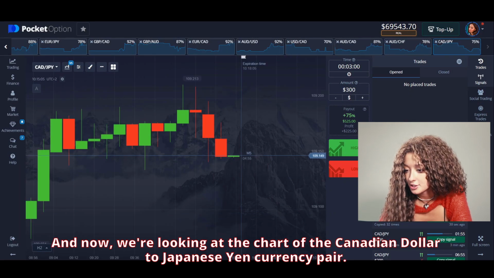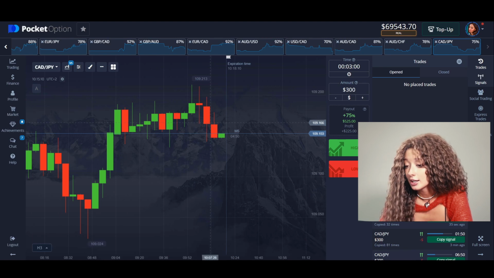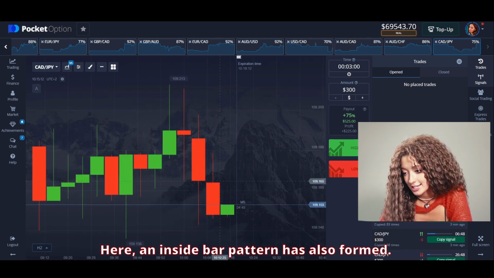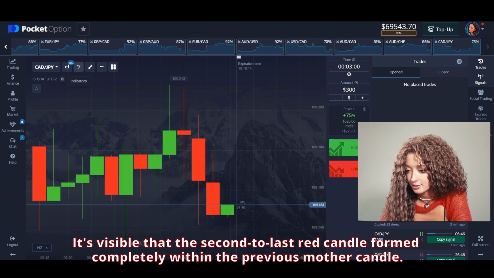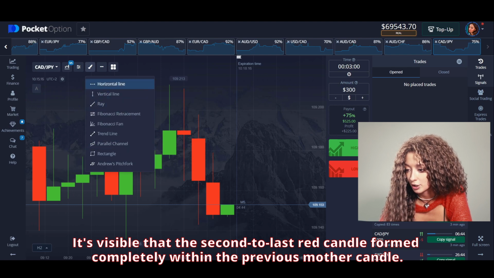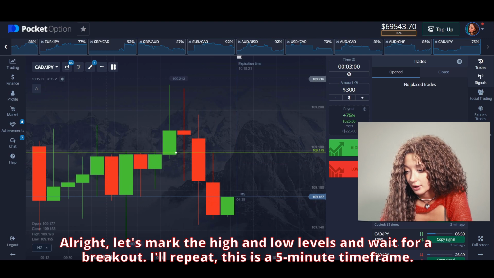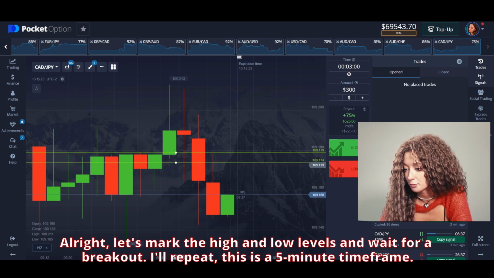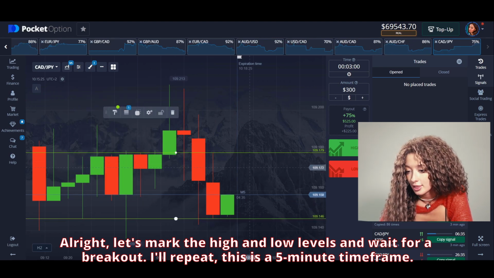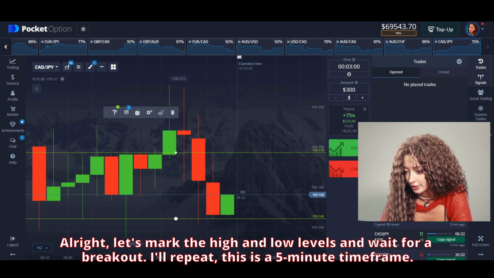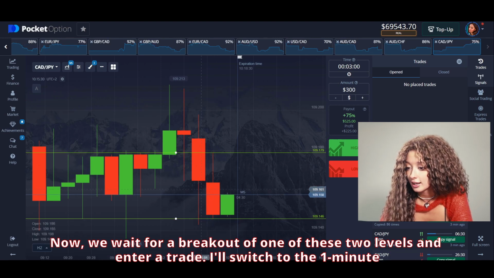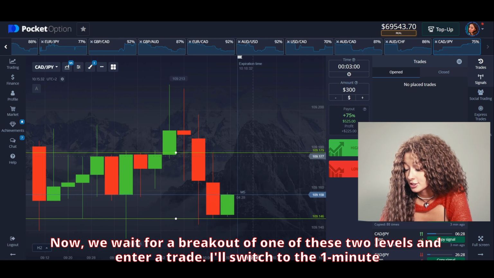And now we are looking at the chart of the Canadian dollar to Japanese yen currency pair. Here, our inside bar pattern has also formed. It's visible that the second to last red candle formed completely within the previous market candle. Alright, let's mark the high and low levels and wait for a breakout. I will reiterate, this is a 5-minute time frame. Now we wait for a breakout of one of these two levels and enter the trade.